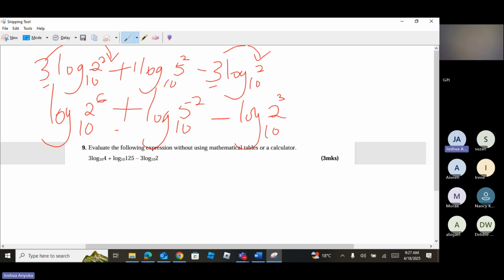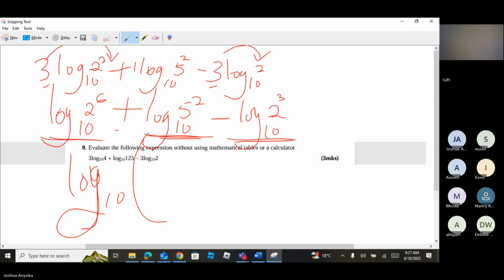So using the laws of logarithms, factor out logarithm, log base 10, which is common. So log base 10 into 2 to power 6 is 64 times 25. Yes?